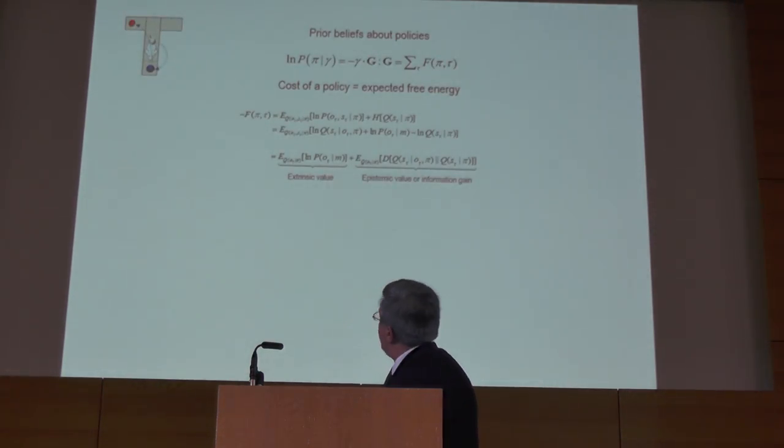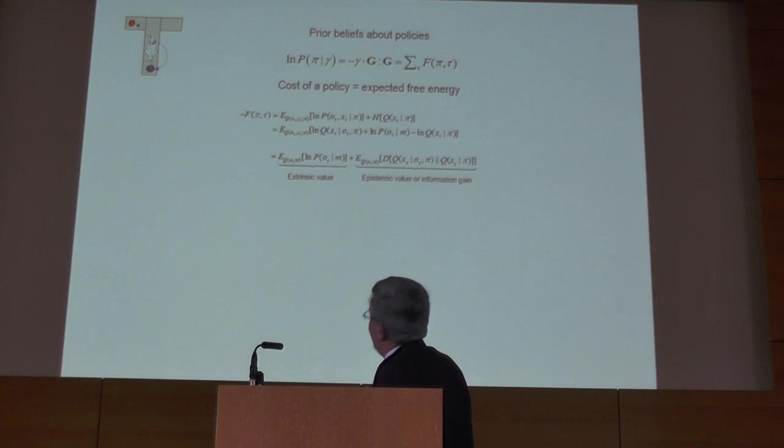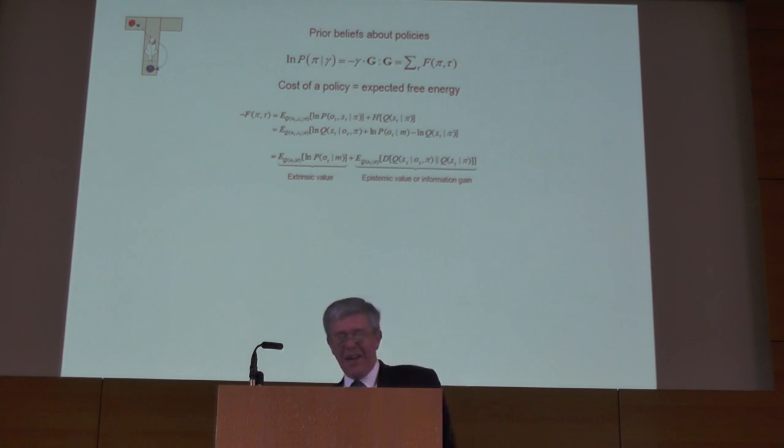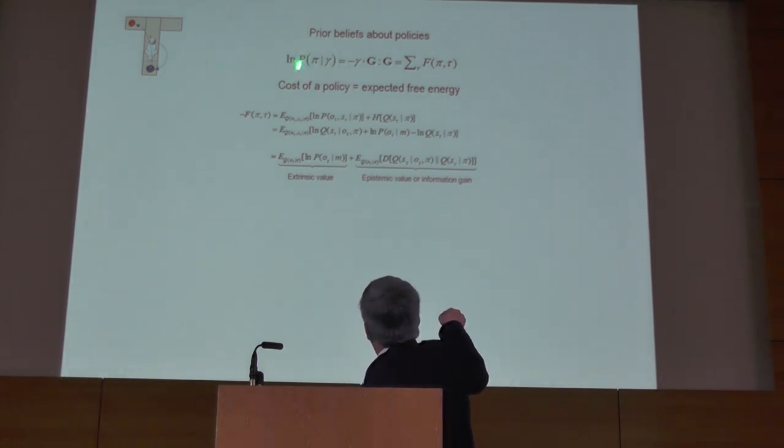So what does that mean? Well, if I can write down my beliefs about behavior in terms of an expected free energy, which I'm going to call G here, the probability of a policy, which comprises a sequence of actions, is going to be now a function of this free energy, where this free energy has the normal terms in it.